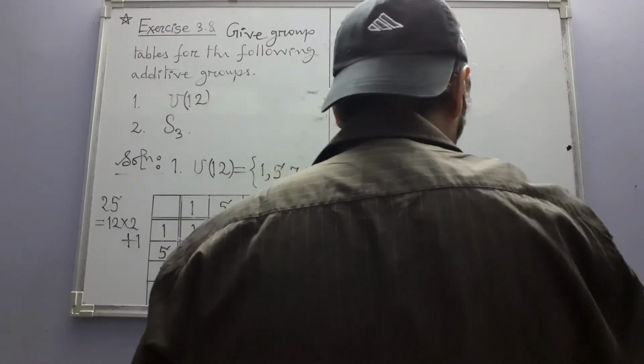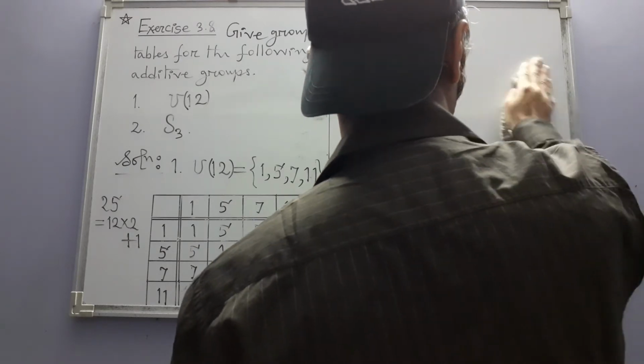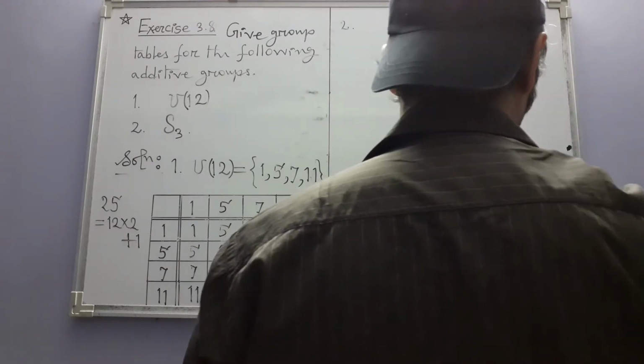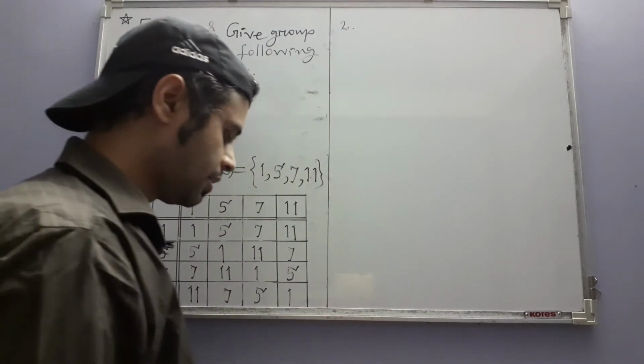And we have to in fact name the elements also, because in S3 we know the elements are the permutations on 3 symbols. So let us first name the elements.